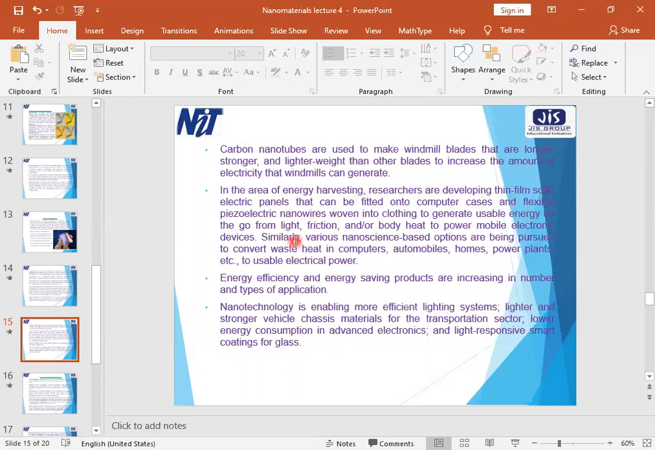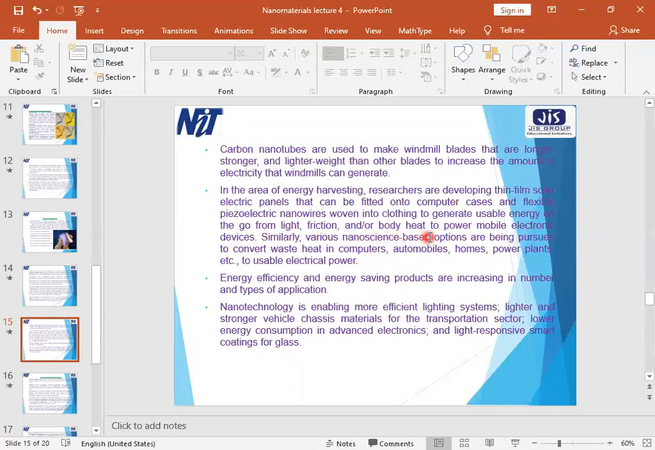And flexible piezoelectric nanowires woven into clothing. You see, this is a very important thing. The nanowires can be woven into clothing to generate usable energy on the go from light, friction, and or body heat.